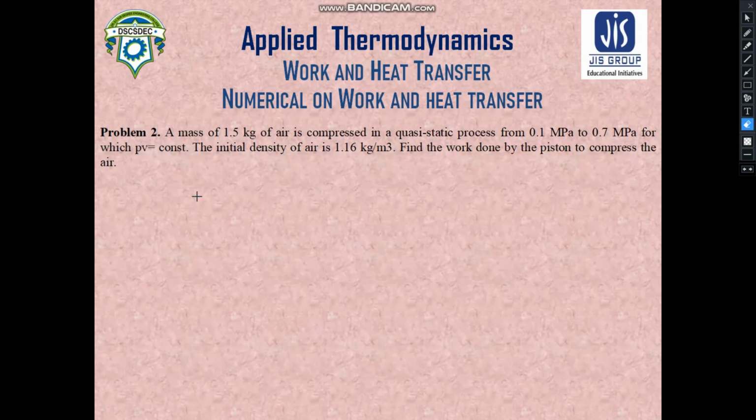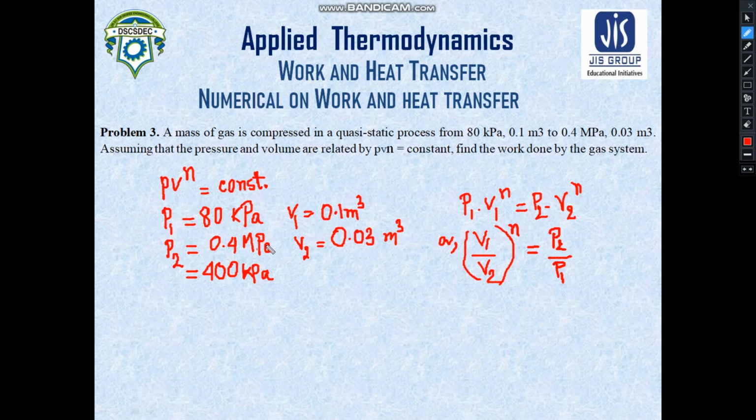Now we shall be moving on to the next problem, and let us just discuss the problem so that your concept and fundamentals become very strong. So let us just move on to the next problem. So let us move on to problem number 3.